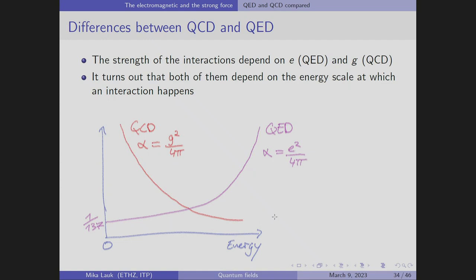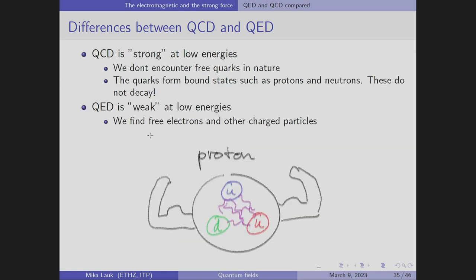Also, in the LHC, as I said earlier, at about the scale of the weak gauge bosons, this alpha for QED is 1 over 128. The alpha for QCD there is about 0.12. So there it's also lower. But I can talk to you about that later, because it's very interesting. And then for QED, this is weak at low energy, which is why we do find free electrons, right?